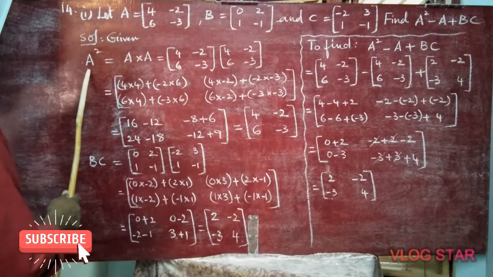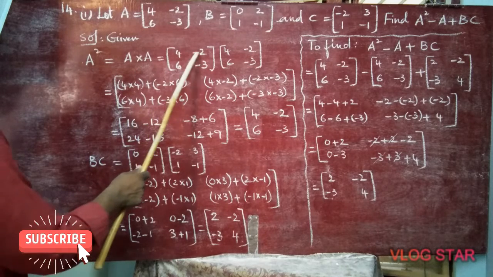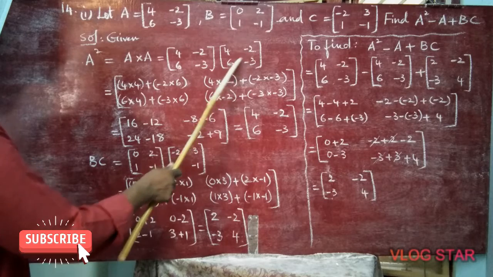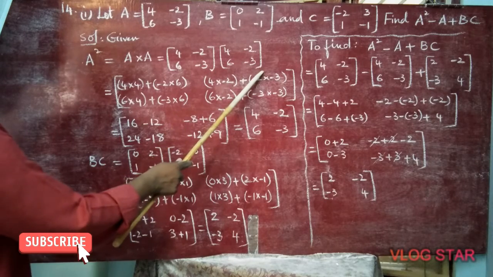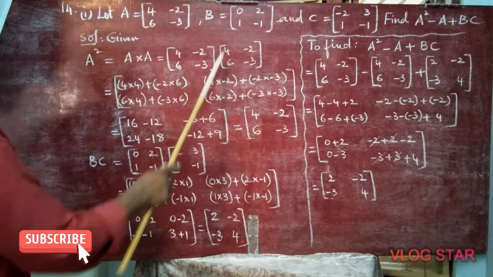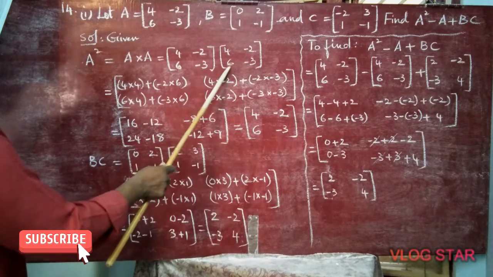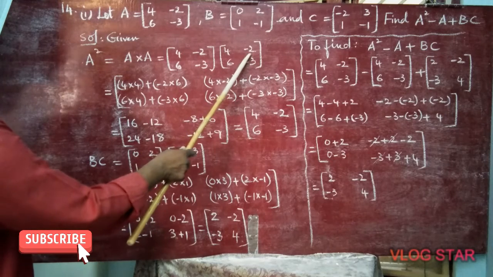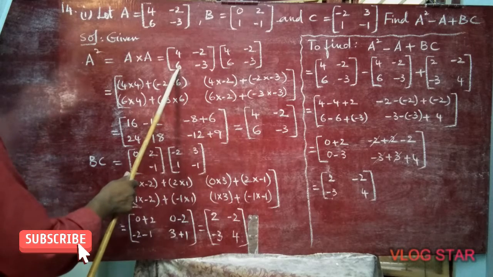First we are going to find A square. Meaning is A into A. That is equal to 4 minus 2, 6 minus 3 into 4 minus 2, 6 minus 3. We know columns should be equal to rows. Next multiplication row with the column. So 4 into 4 plus minus 2 into 6. First element completed. Again 4 into minus 2 plus minus 2 into minus 3. Second element.